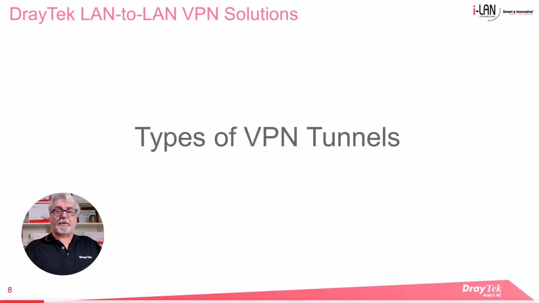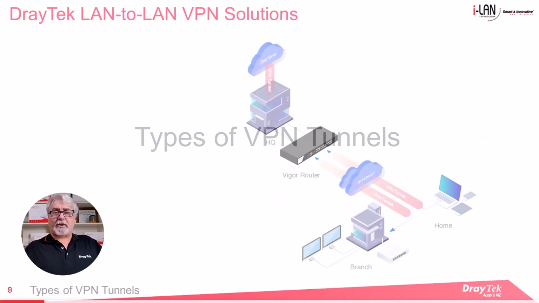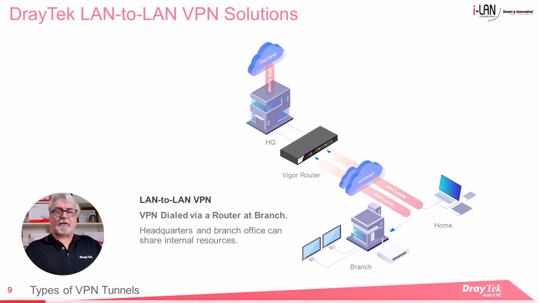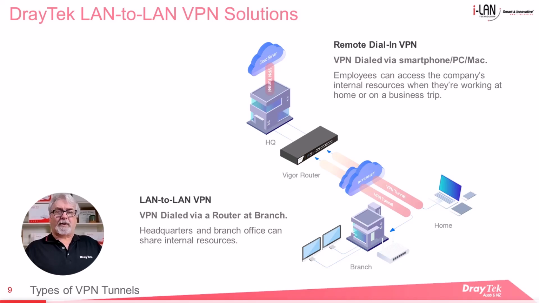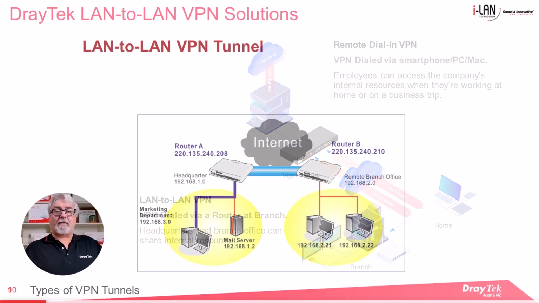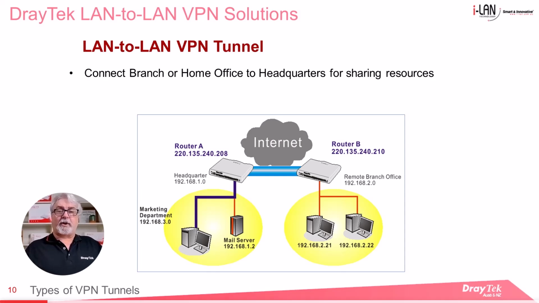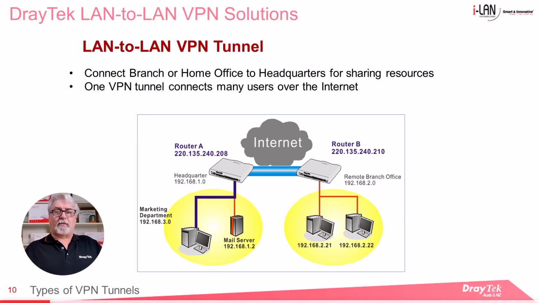We'll now look at the types of VPN tunnels. There are two main types of VPN tunnels available in DrayTek routers: LAN-to-LAN VPN tunnels and remote dial-in VPN tunnels. LAN-to-LAN VPN tunnels are used to connect two whole LANs to each other, for example a branch office or a home office, or someone working from home with multiple devices such as a laptop, tablet and IP phone connected to the head office for sharing resources.